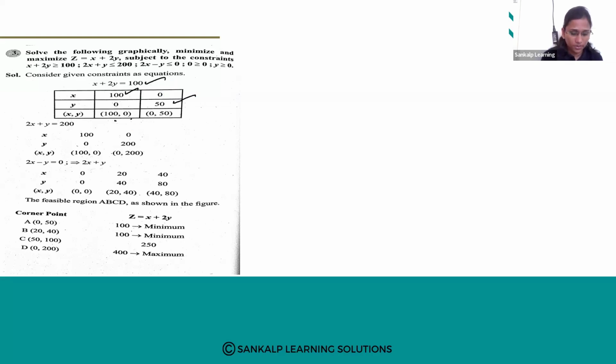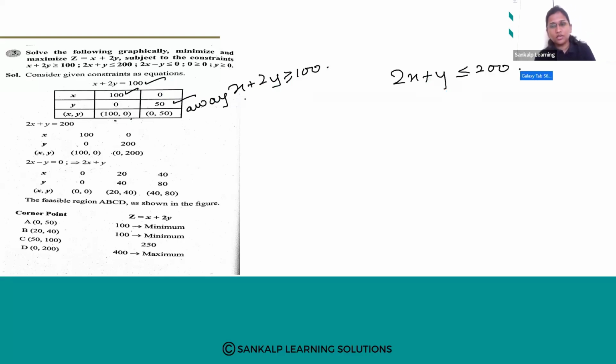The solution will be away from the origin, correct? Because your inequality is greater than or equal to 100, and if you put x and y both as 0 it does not satisfy, so it is away from the origin. Next we have 2x plus y less than or equal to 200. If you equate it to 200 and put y as 0, x is 100; if x is 0, y will be 200. These are your points. Since this is less than or equal to, the solution lies towards the origin.